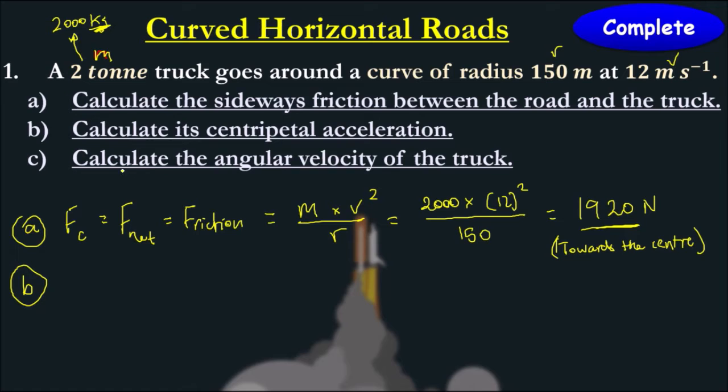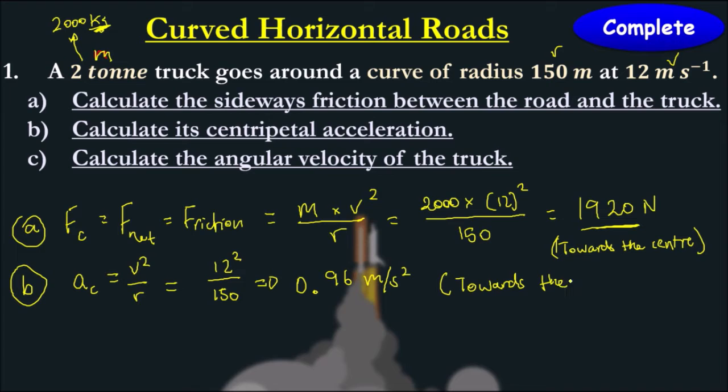Okay, next we have B, calculate its centripetal acceleration. The formula is v squared over r. So again, using the same values, 12 squared divided by 150, we get 0.69 meters per second squared. And this is also moving towards the center of our radius.